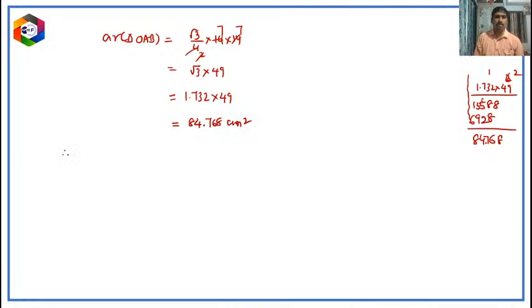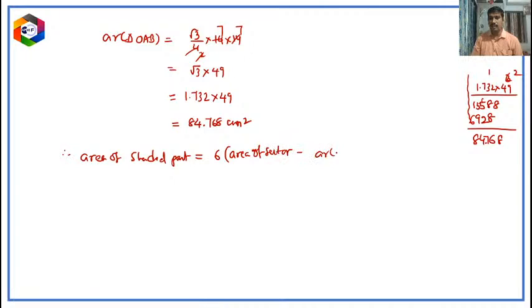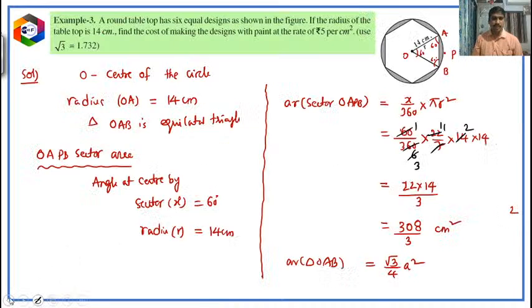Now this is the area of one part. Now we are going to calculate 6 times. Now the area of the shaded part will be equal to 6 into the area of sector minus the area of triangle OAB. Like that there are 6, and one you will get. Why? Because observe that this is OAB, the total sector OAPB minus the triangle, this is one part you will get.